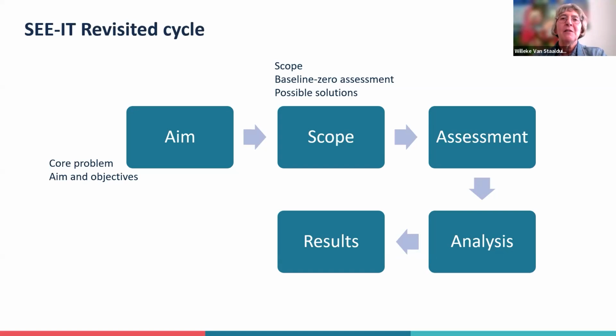And then that is what you define in the scope. You make a baseline assessment: how many people, for instance, are obese in the neighborhood. And then you also define some solutions, for instance, more walkable areas or more healthy food provisions, etc. Based on these solutions, you make the assessments and the analysis, and finally present the results to the one who is asking for the assessment.